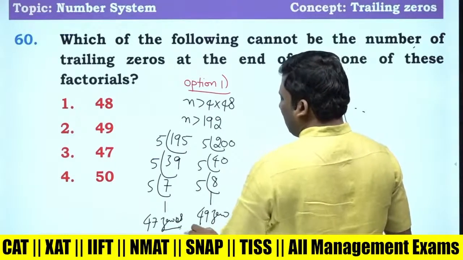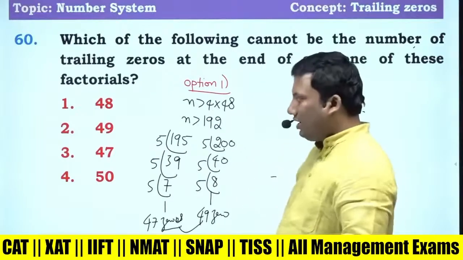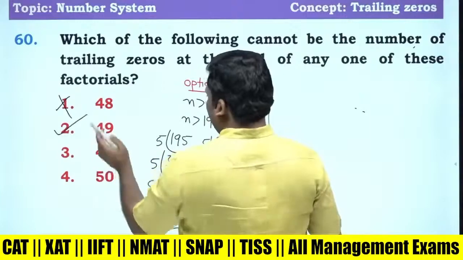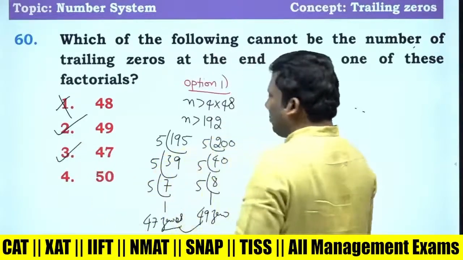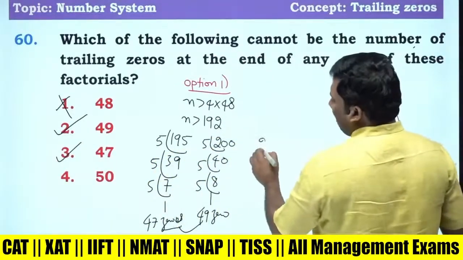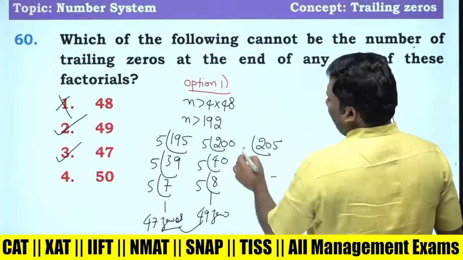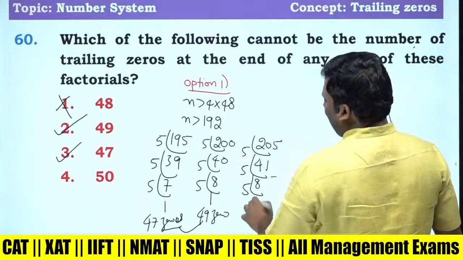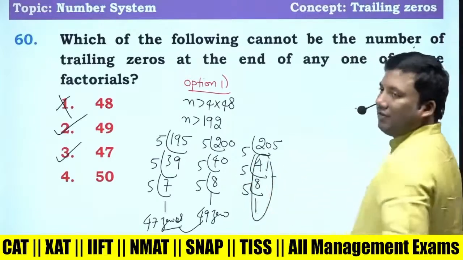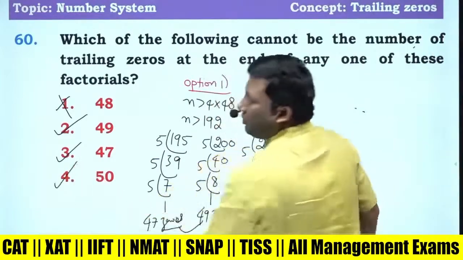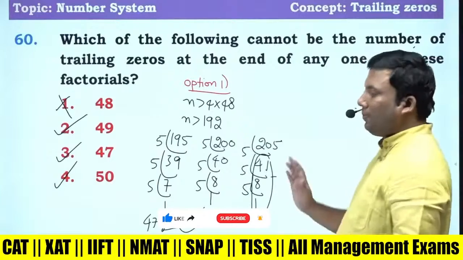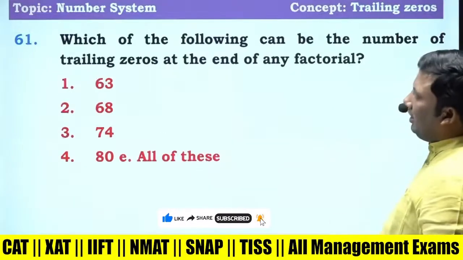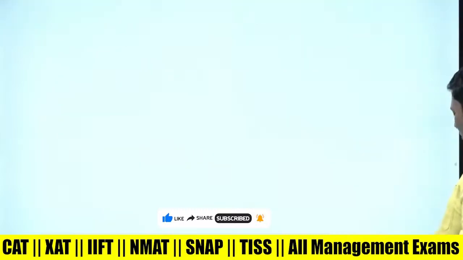49 zeros are there. Am I getting 48 zeros anywhere? No, it is not possible. 49 is possible, 47 is possible. Suppose I take the next multiple, 205: 5 41s are, 5 8s are, and 5 1s are, 49 plus 1, 50. All these three are possible. First option, it is not possible. I hope the idea is clear. Very, very good quality question, sir.